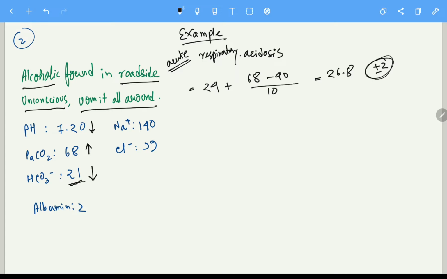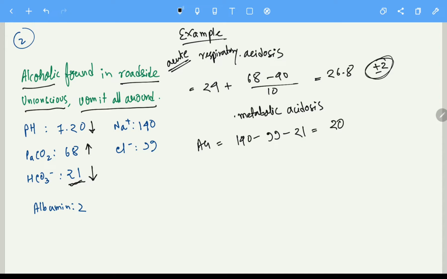So extra low bicarbonate means the secondary disorder is a metabolic disorder, and as bicarbonate is an alkali and it is low, the secondary disorder is acidosis, a metabolic acidosis. As this is a metabolic acidosis, we should calculate the anion gap. The anion gap is 140 minus chloride 99 minus bicarbonate 21, which is 120, so 20.